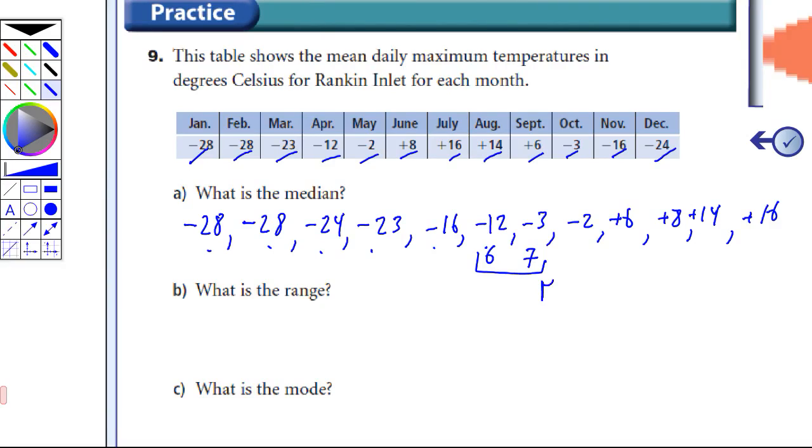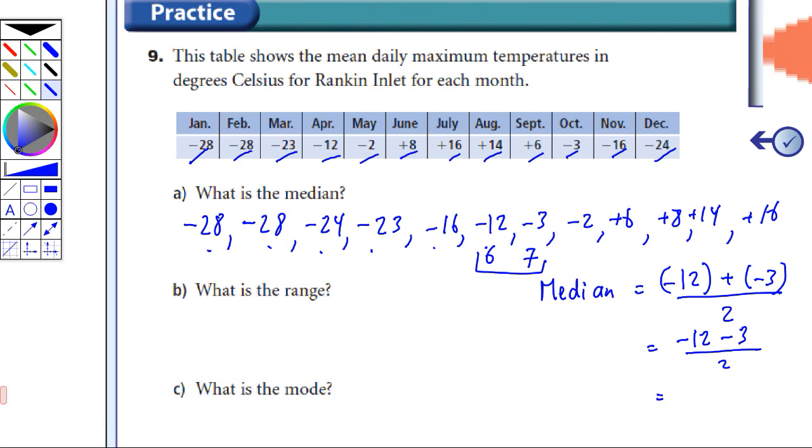So to get the median, we have to take minus 12, and we have to add it to minus 3, and then divide that by 2. Well, minus 12 stays the same. Then we have plus minus 3, so that turns into a negative. I'll rewrite that again. So minus 12 and then minus another 3 means minus 15 over 2. And if we get a calculator, that'll be minus 7.5. So our median is going to be minus 7.5 degrees Celsius.